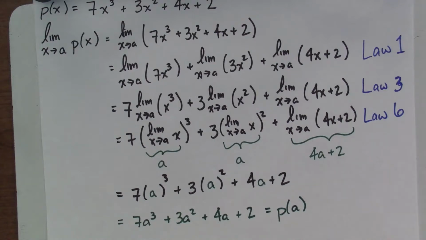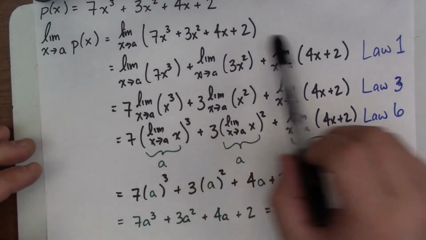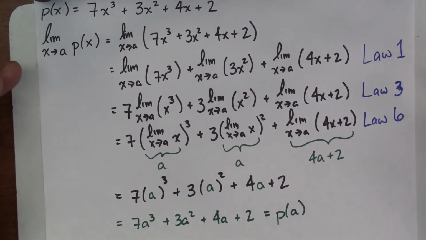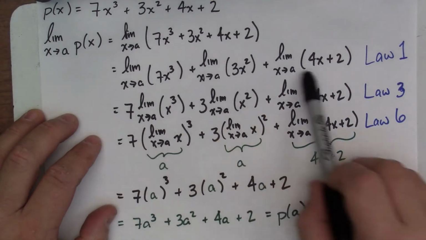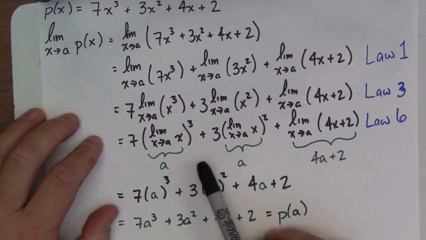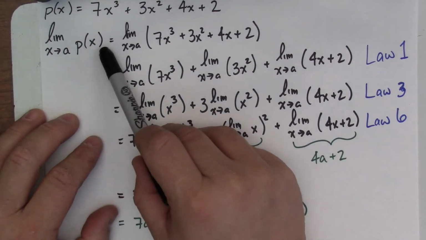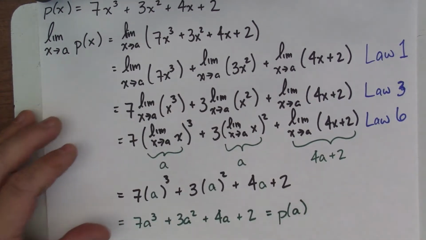So here's what I'm really trying to get across. As long as I don't have any domain restrictions, and polynomials are defined on all real numbers, so I don't have domain restrictions here, all I'm doing when I evaluate the limit is substituting for that value. So here I used all of these crazy limit rules to say that the limit as x goes to a of p of x is just p of a.